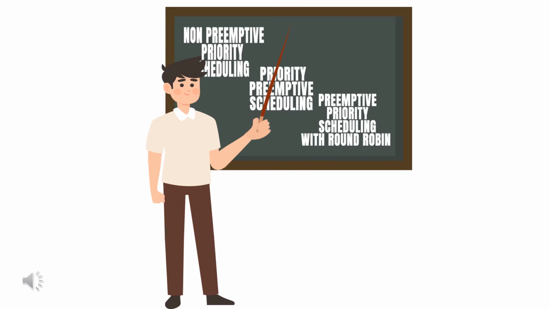In priority scheduling there are three important kinds: one is non-preemptive priority scheduling, two is preemptive priority scheduling, and three is preemptive priority scheduling with round robin. So we're going to discuss these three different kinds of priority scheduling using three kinds of banks.